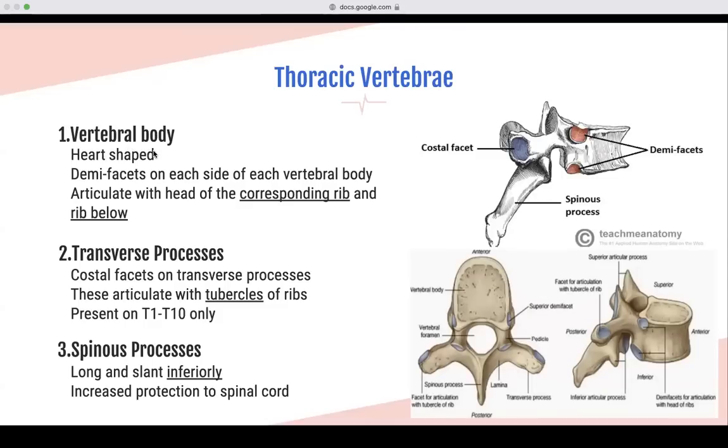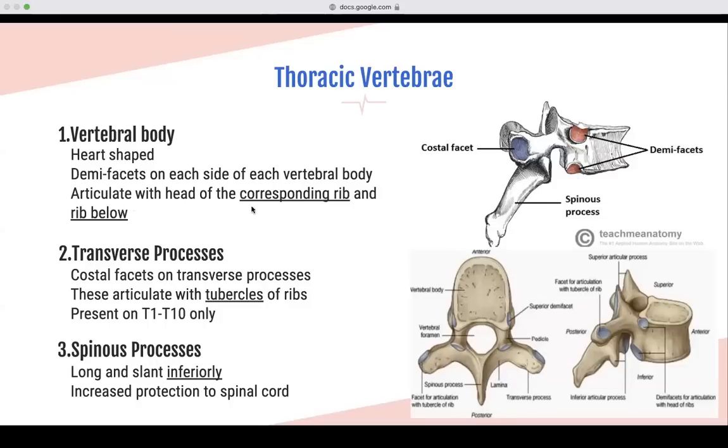Vertebral body, it's kind of heart-shaped. They have demi-facets on each side of the vertebral body. So you can see this is a demi-facet. It's not a complete one, it's half. Okay, because it articulates with 2 things. Sorry, because that means the other half is on the vertebrae above it or below it, okay? And it articulates with the head of the corresponding rib and the rib below it. So here it articulates with the corresponding rib. Here it articulates with the rib below it.